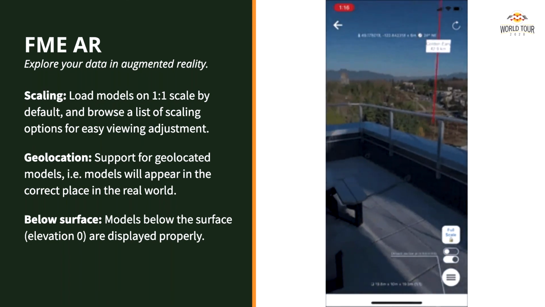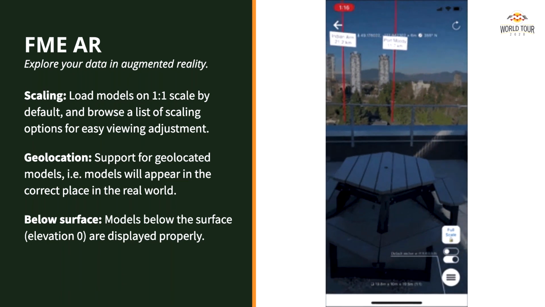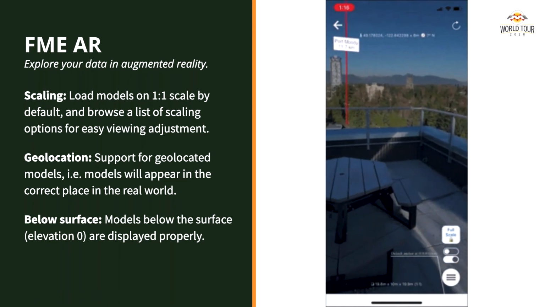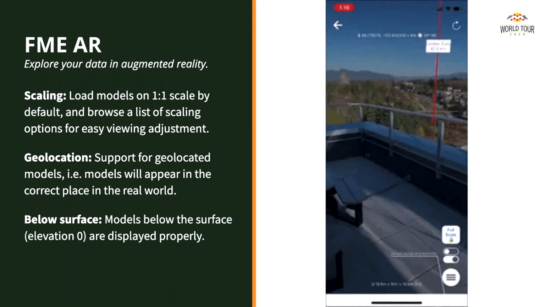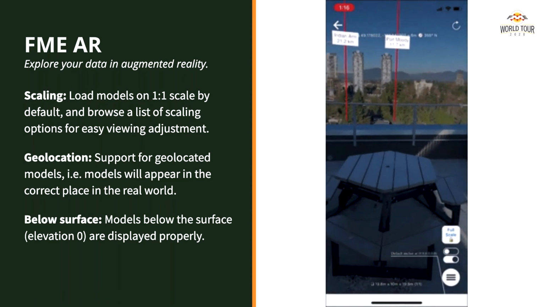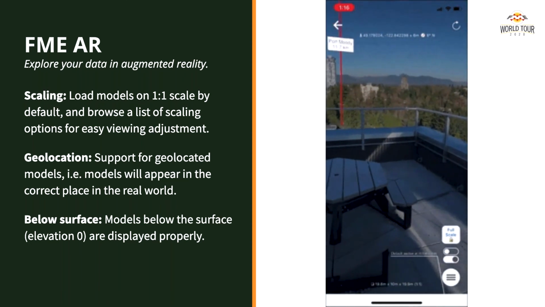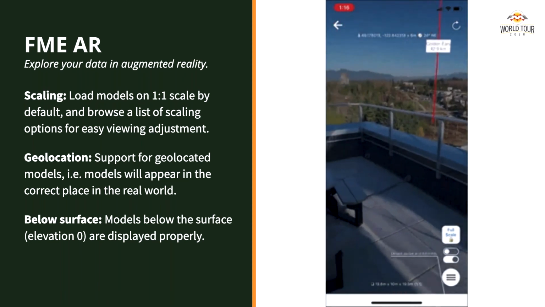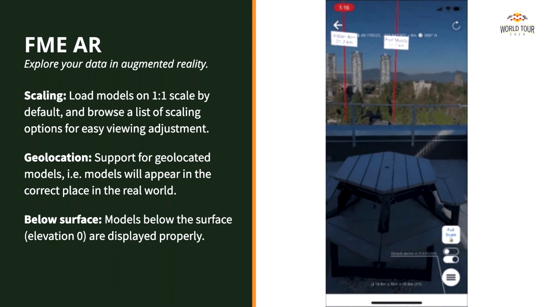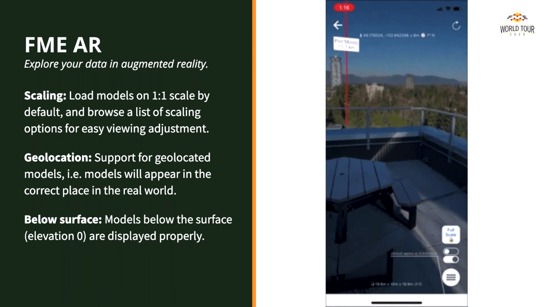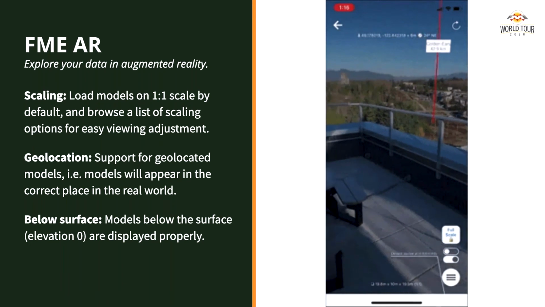We've also added scaling, so you can load models on a 1-to-1 scale, or you can choose from a list of scaling options if you want to adjust it. We can also now support below surface models. So if you've got things underground, maybe like pipes or cables, you should be able to see those in the FME AR app as well now.